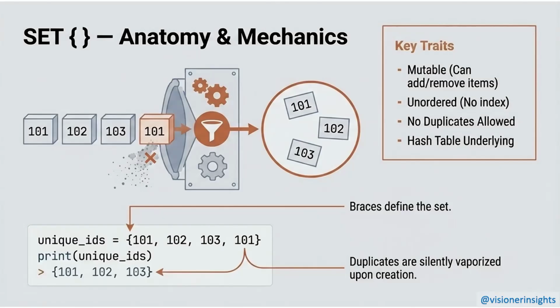So a set has one simple superpower, uniqueness. That's its whole deal. When you create a set from a collection of items, any duplicates are just, poof, silently vaporized. What you're left with is an unordered bag of unique items. There's no first or last element. The only thing that matters is whether an item exists in the collection or not.